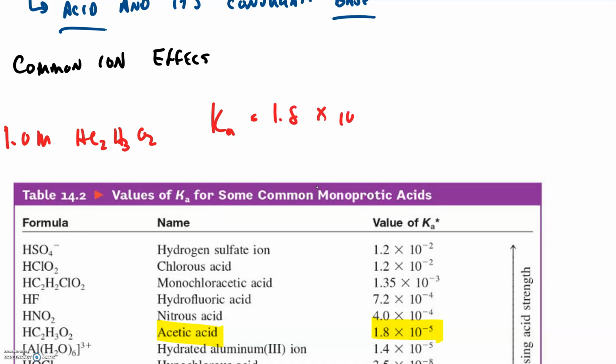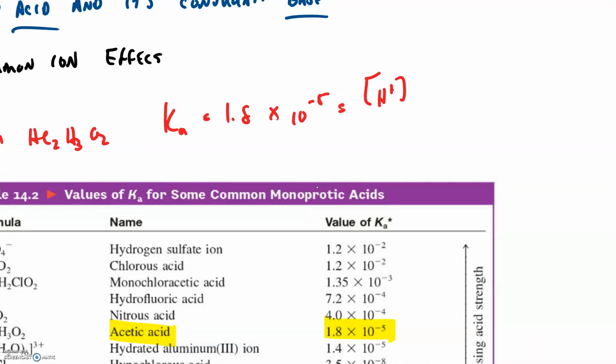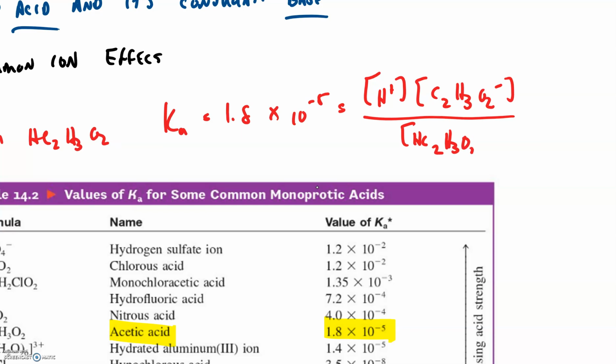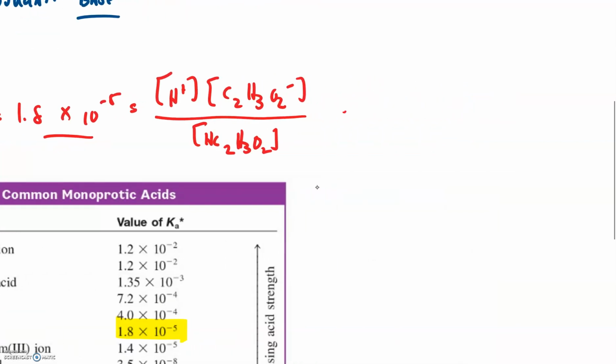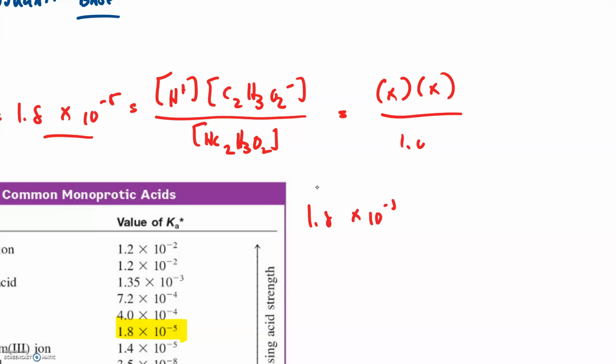It's 1.8 times 10 to the negative fifth is the Ka, and the equilibrium expression for the dissociation of acetic acid would look like this, with H+ and the conjugate base on the top, and the undissociated acid on the bottom, like this. And we know that this is pretty small, so we're going to approximate. And so if we were going to try to find H+, it'd be the same as the acetate ion, and this is now 1. So what we have is 1.8 times 10 to the negative fifth equals x squared over 1, which is simply x squared.